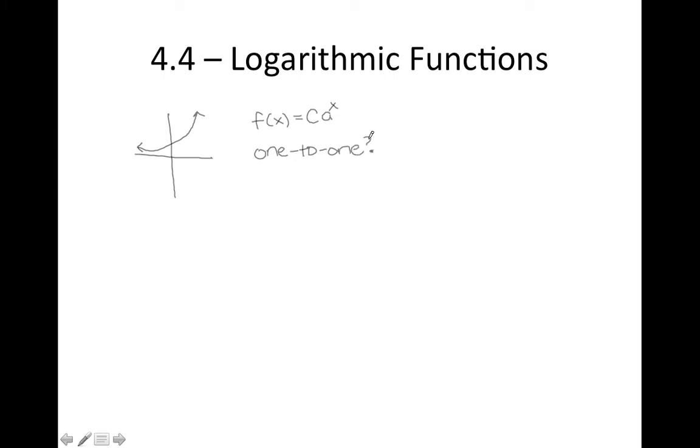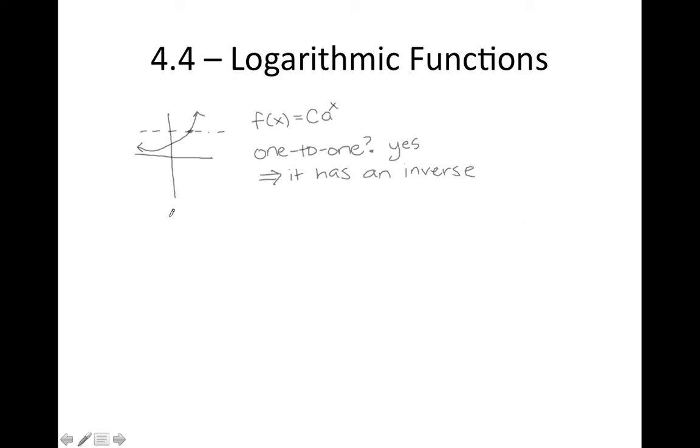If you remember from section 4.2, I think it was, in order to determine if something is one-to-one, you can do the horizontal line test. And if that horizontal line crosses at most one time, then the function is one-to-one. So this function is one-to-one, which tells you that it does have an inverse. Okay, so that inverse is what we're going to look at in this section.